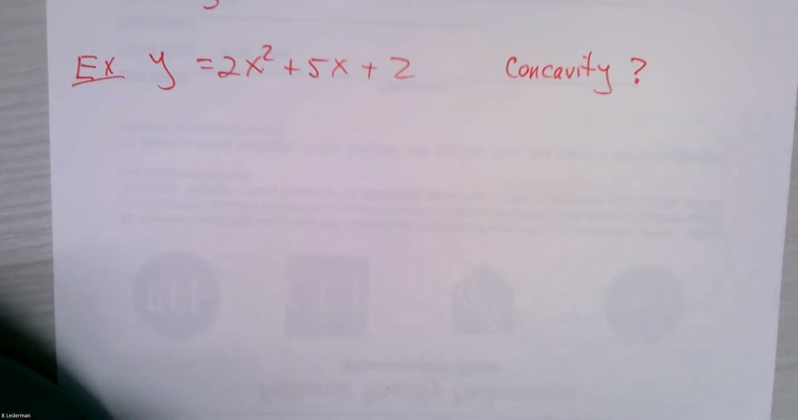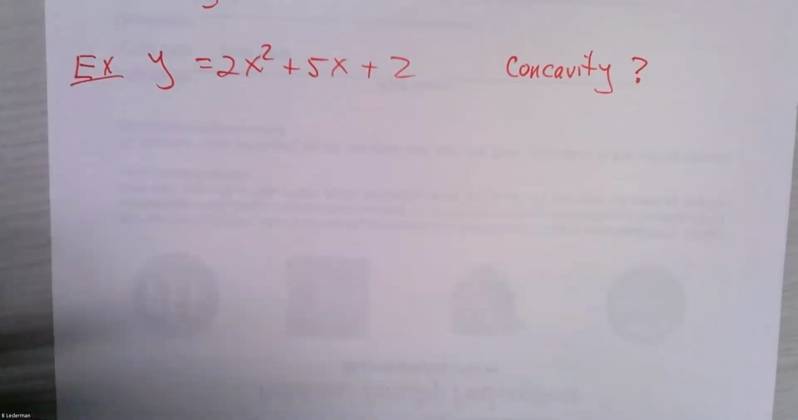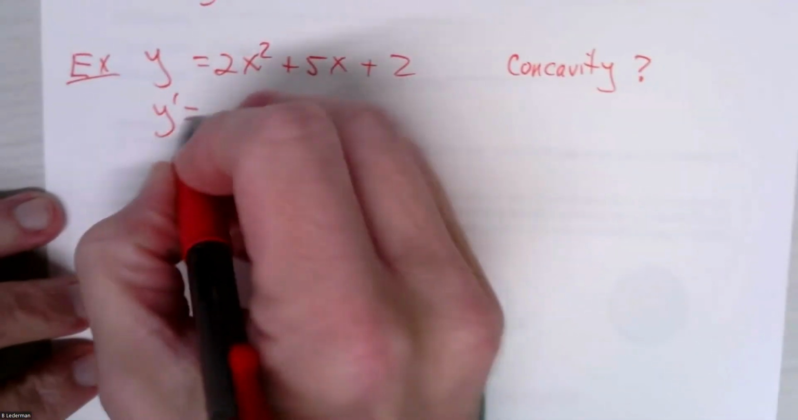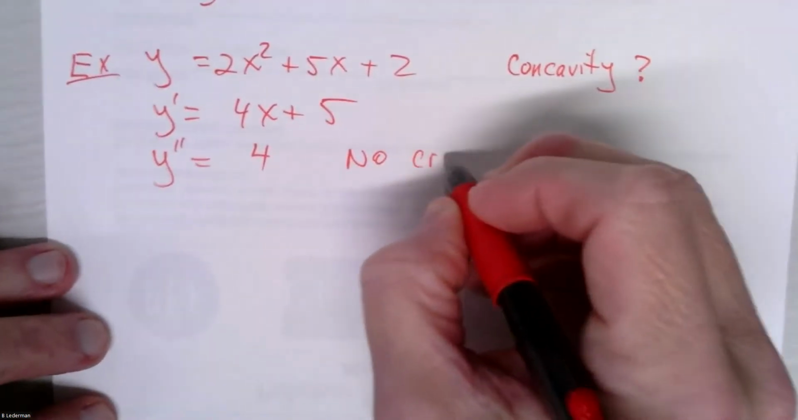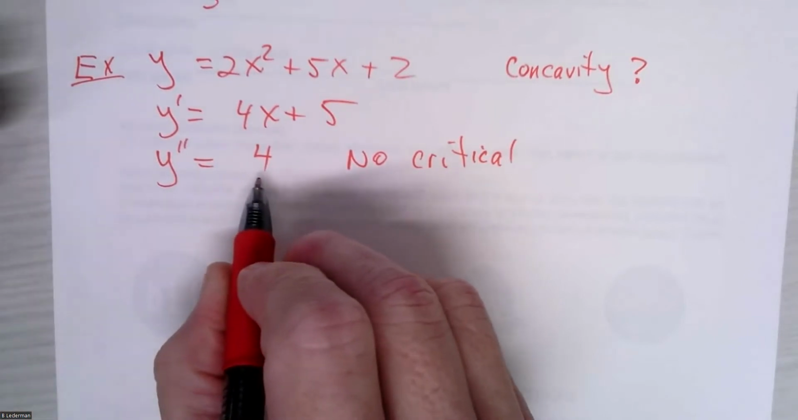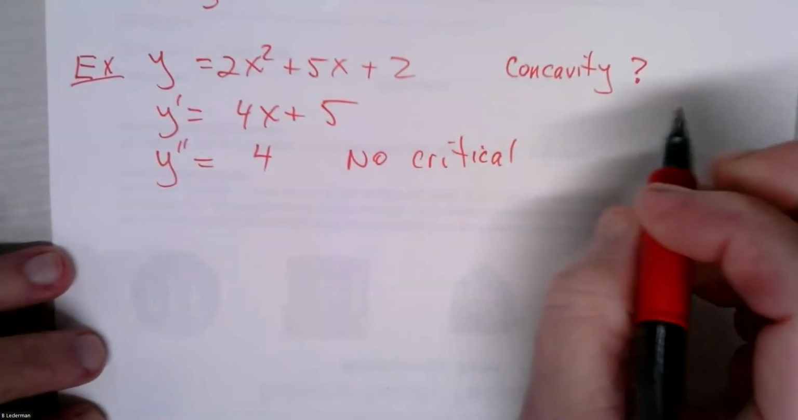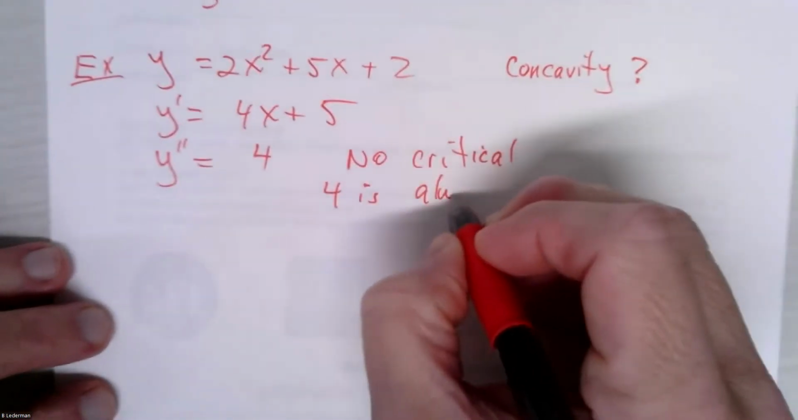Now we're going to look at this function again, the same function we just looked at a minute ago, and discuss concavity. So let's take the derivative of y prime. We already did that. It's 4x plus 5. And now let's take the second derivative, y double prime equals 4. Well, there's no critical number because the second derivative never equals 0. And 4 is always positive.